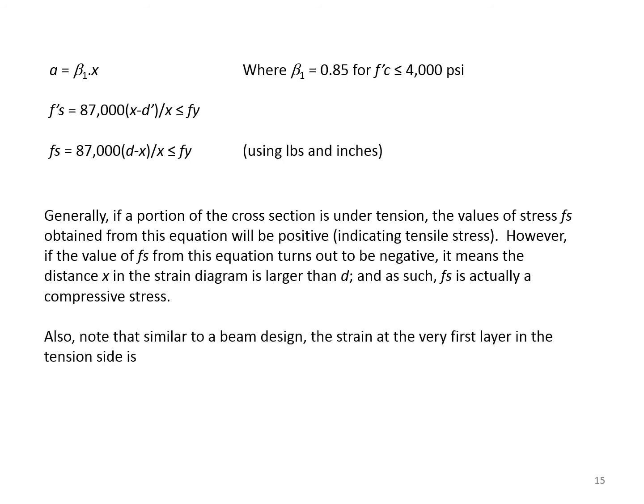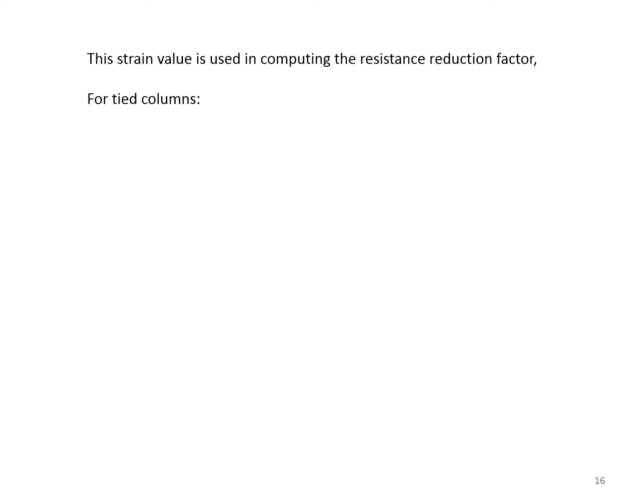Also note that similar to a beam design, the strain at the very first layer in the tension steel is epsilon t, which is 0.003 times dt minus x over x, and dt is equal to d in the example that we showed. This strain value is used in computing the resistance reduction factor phi.